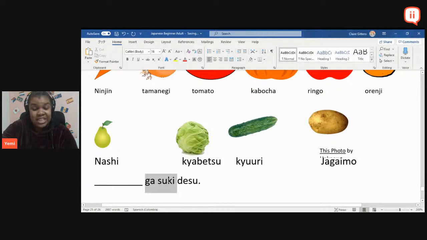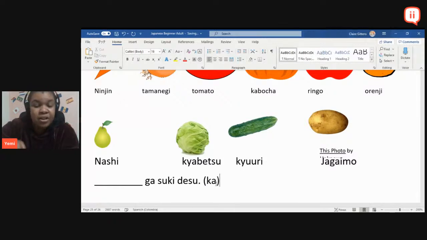Okay, so with ga suki desu, usually to make a question, all we have to do is add a question particle, ka. So, nashi ga suki desu, I like pears. Nashi ga suki desu ka? Do you like pears? Because we've skipped the subject, we don't have to change anything for the difference between I and you.